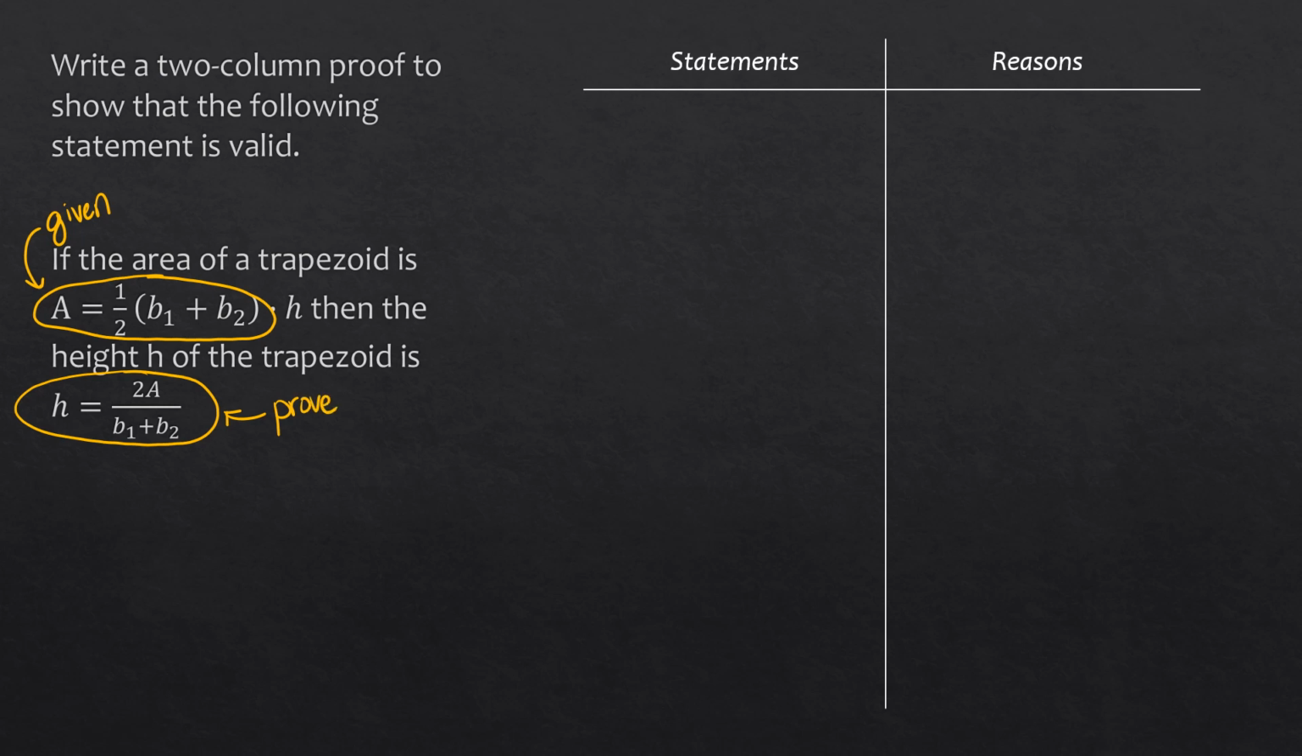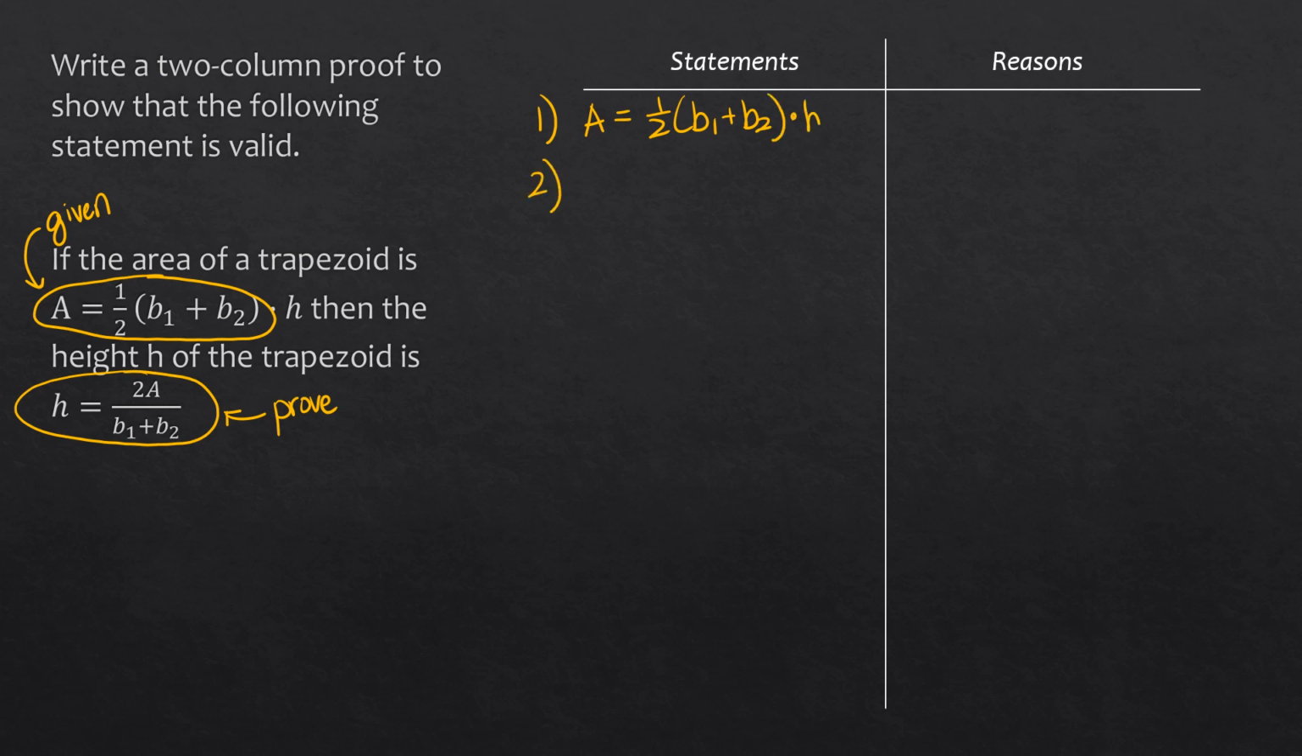So honestly, you could go ahead and write all of your statements first, like number each line, and then fill in your reasons. Maybe we'll do that in this example just to show that that's possible. It's not going to necessarily be so possible when we switch to doing not strictly algebraic proofs, but for now, you could totally do that. So I'm going to rewrite A equals 1/2 times B1 plus B2 times H.